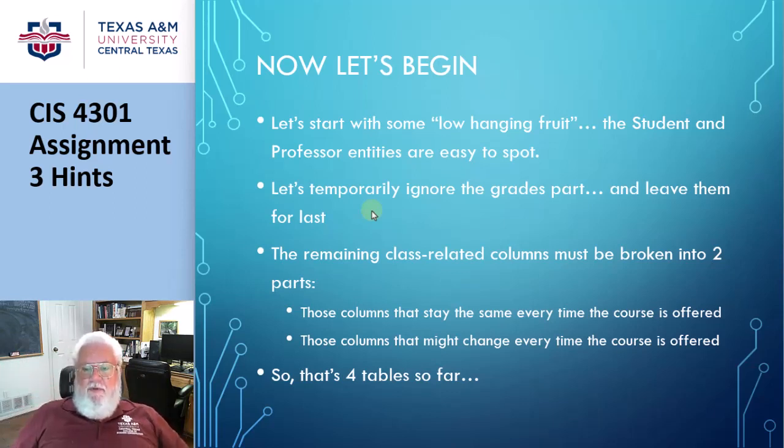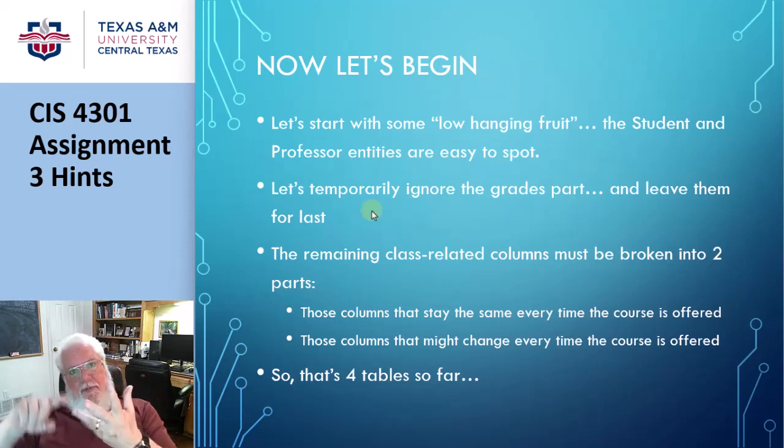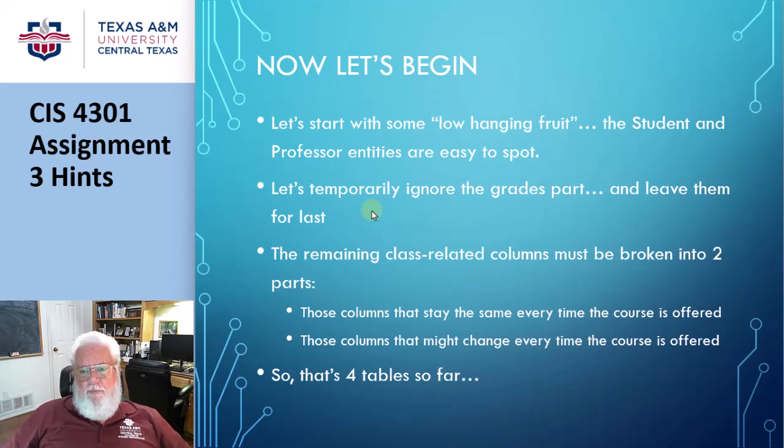Okay, so those things that stay the same, I would probably call that catalog, because that's what the university calls it. And the parts that do change every time a course is offered, I'd call that schedule, because once again, that's what the university calls it. So that's 4 tables. I got one called student, one called Professor, one called Catalog, and one called Schedule. Woohoo! We're moving along.